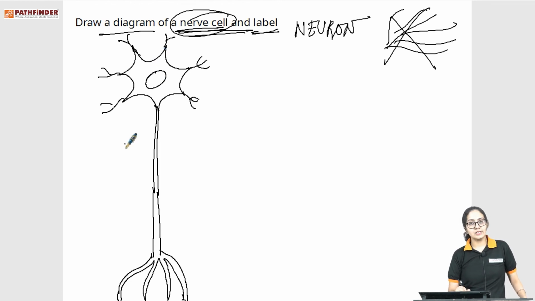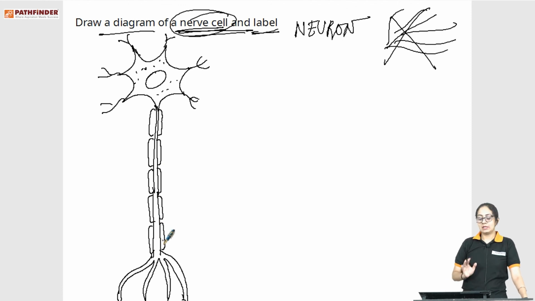Then there is the nucleus, there are Nissl granules. And then if you go into drawing the myelination, you have these myelinated parts which are present along the length of the axon.